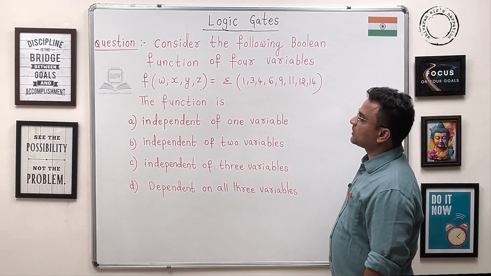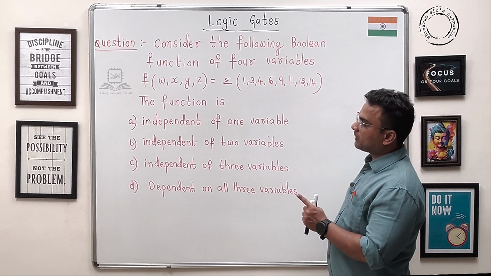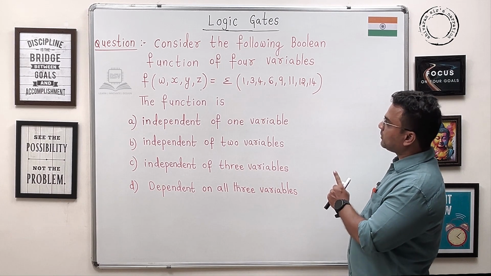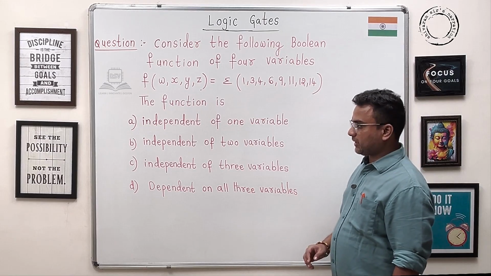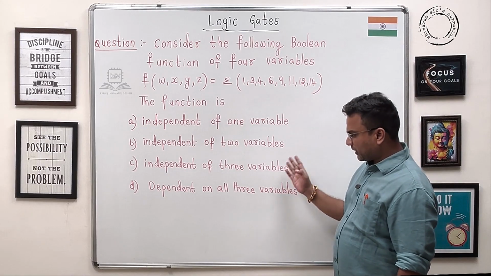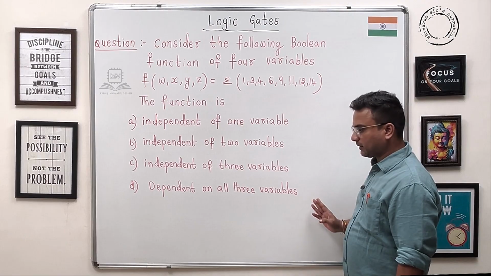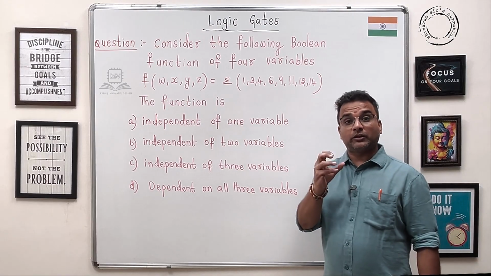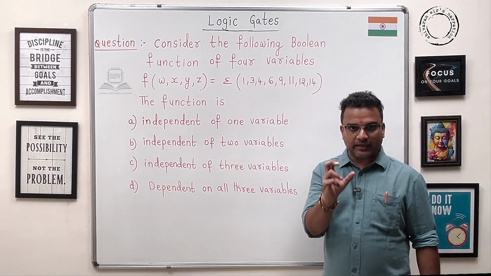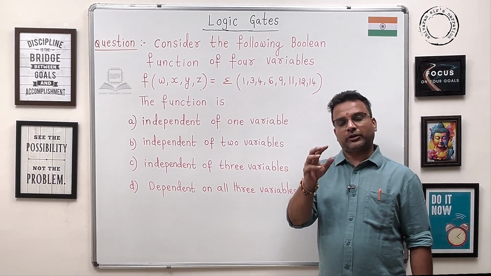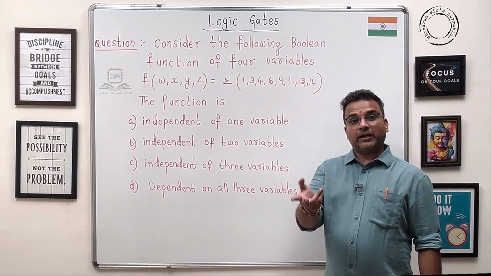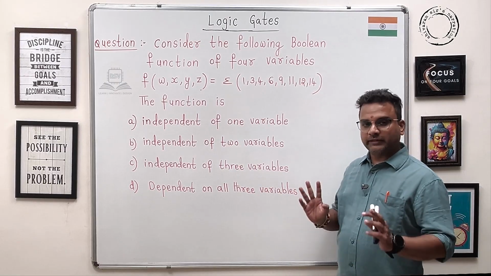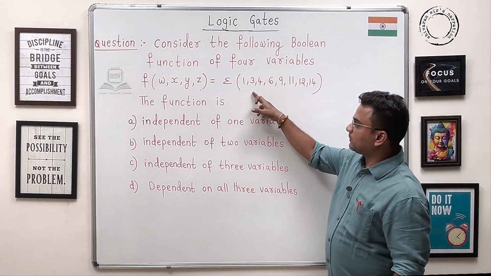Consider the following Boolean function of 4 variables: f of w, x, y, z is equal to sigma of 1, 3, 4, 6, 9, 11, 12, 14. The function is independent of one variable, two variables, three variables, or all the variables. Now guys, sometimes they may give you the logic diagram, the design, and from the gates you need to get the expression, and from that expression we can tell. But here in this model they have given the minterms.